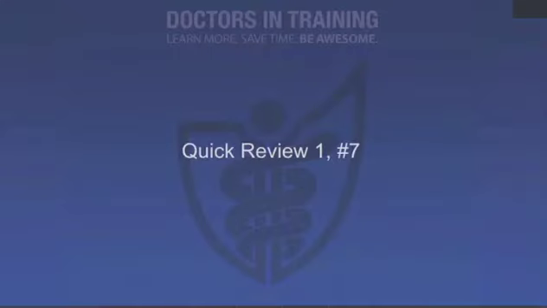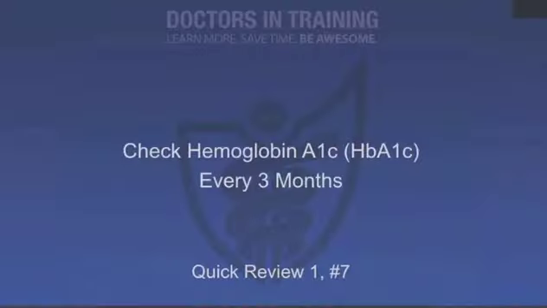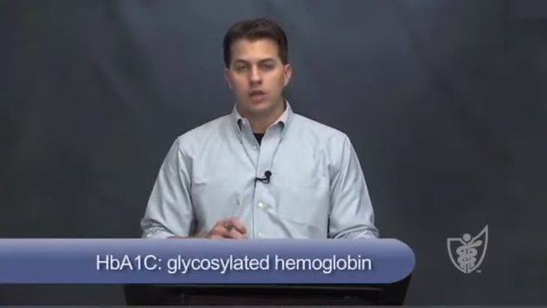Number 7, how is long-term glycemic control measured in patients with diabetes mellitus? In patients with diabetes, you should be checking a hemoglobin A1C about every 3 months. The hemoglobin A1C is how you measure the long-term control of diabetes. It is glycosylated hemoglobin. When glucose gets attached to a hemoglobin molecule in a non-enzymatic way, that creates hemoglobin A1C, and that's what we're talking about here.